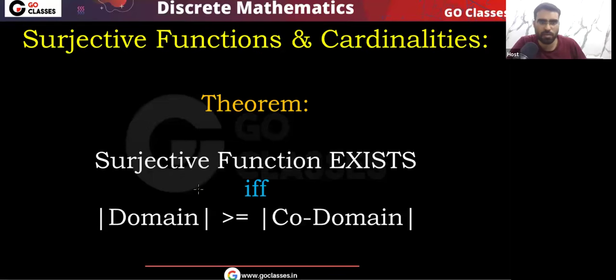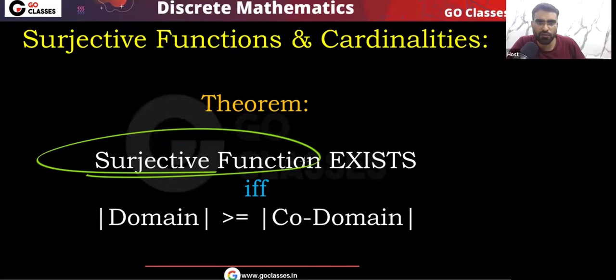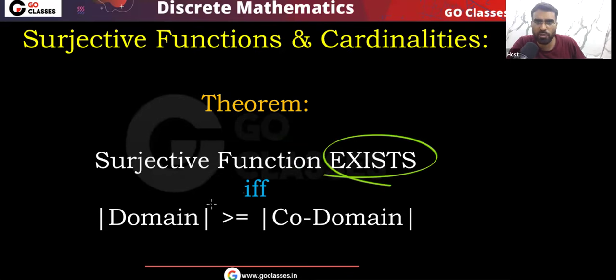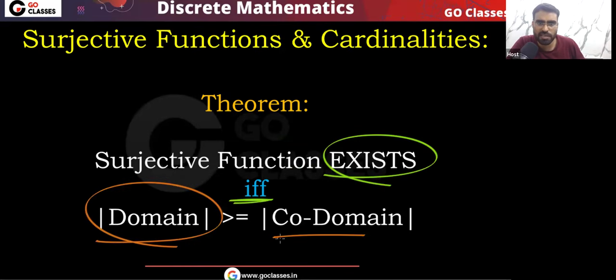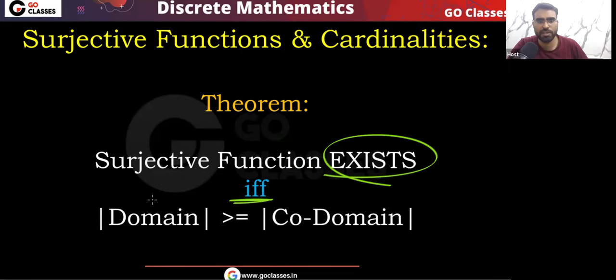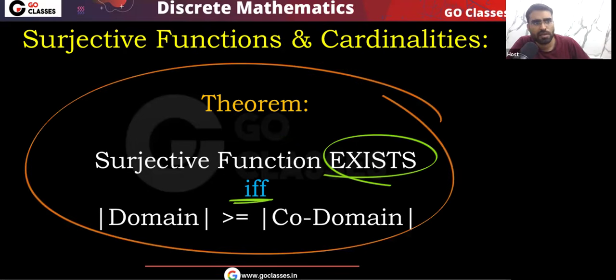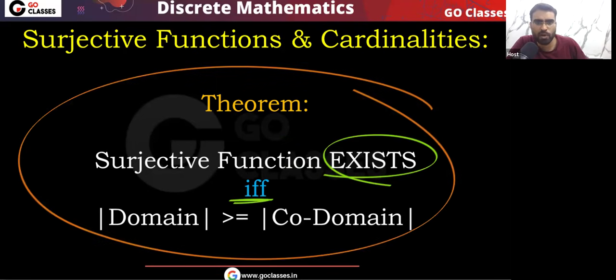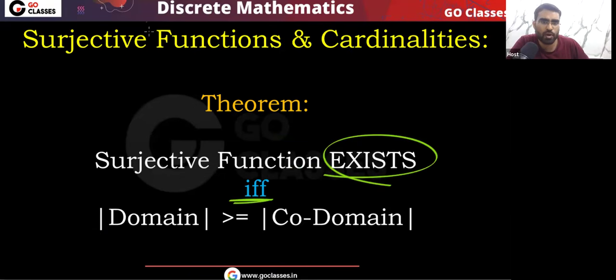So this is the theorem. Finally, a surjective function exists if and only if domain cardinality is greater than or equal to codomain cardinality. Did you understand this theorem? All these are important theorems. Do you need to learn them by heart? Is it possible you can forget about this theorem? Let's assume you forget about this theorem.